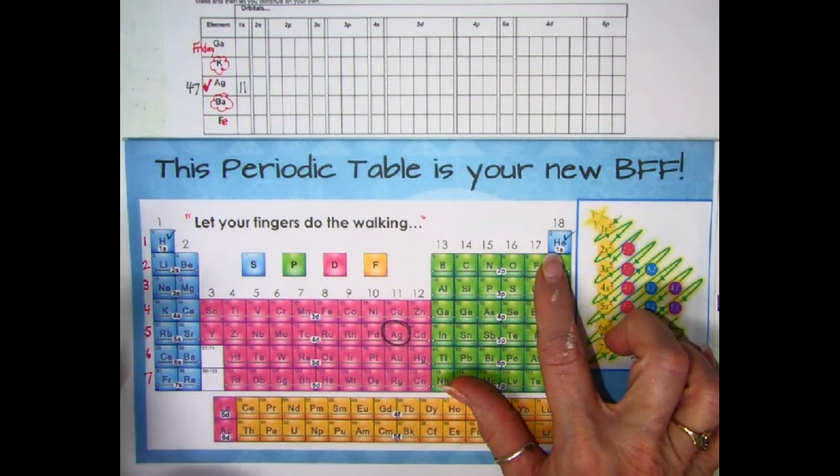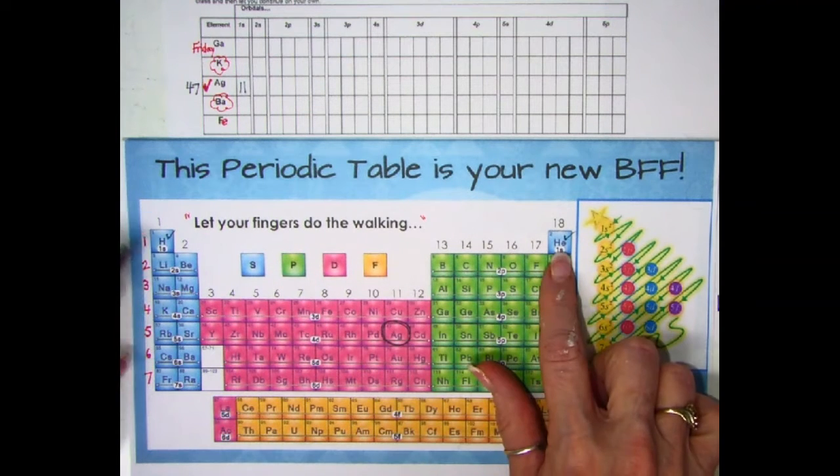Now eventually we'll have to turn those into arrows, but that's when we're doing the Aufbau diagram. Right now we're not worried about that. We're just trying to make sure we get 47. When we're done with the first row, guess what? We have to come to the second row.